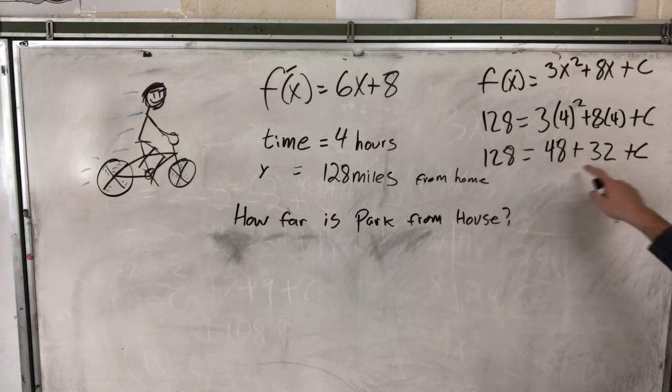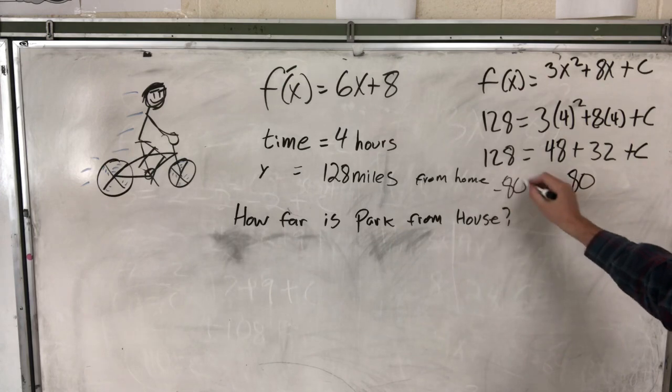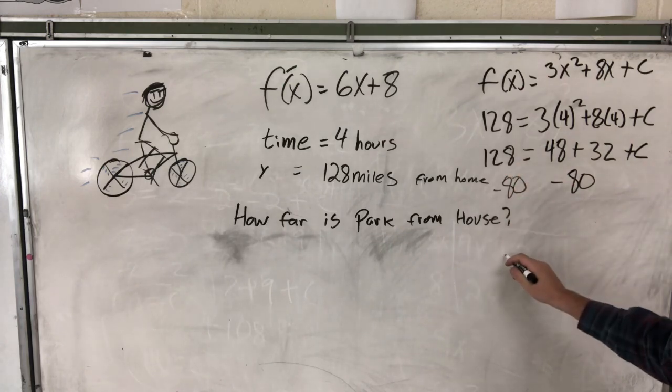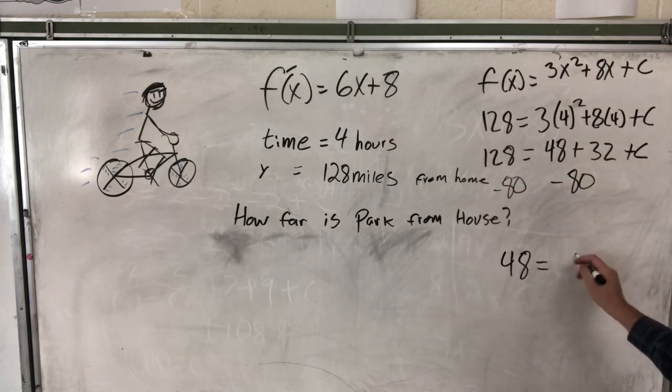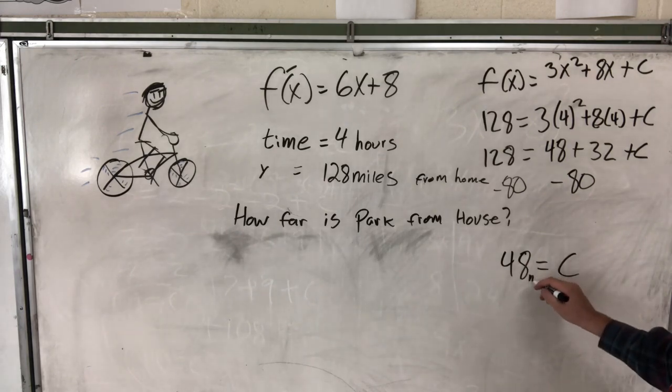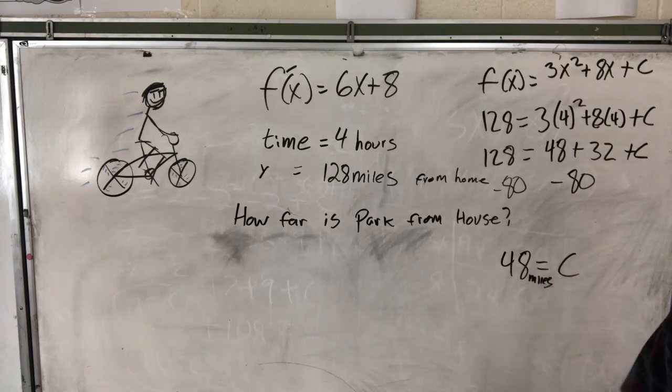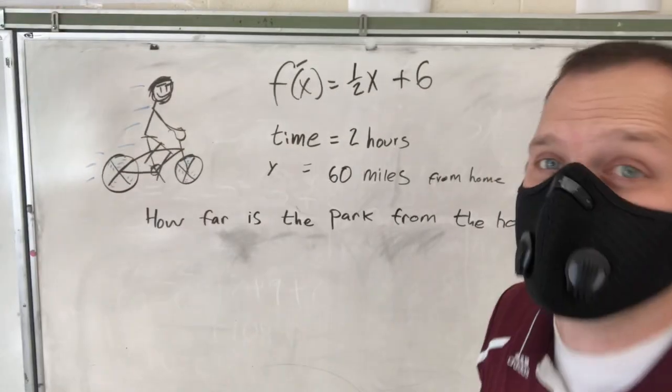Let's see here, 48 and 32, that's 80, so we're going to subtract 80 from both sides. 128 minus 80 is 48, equals c. So the park is 48 miles from his house. Okay, let's try another one. All right, let's try another problem.